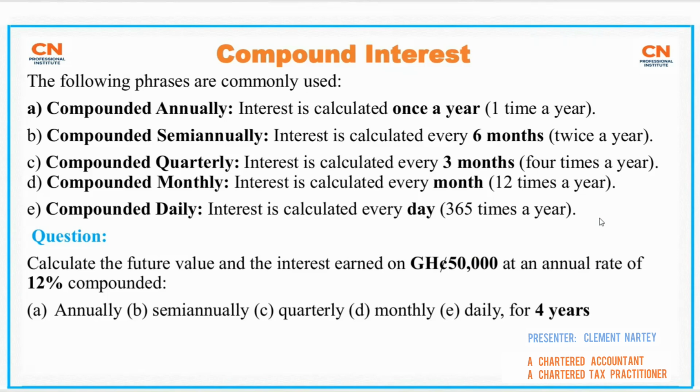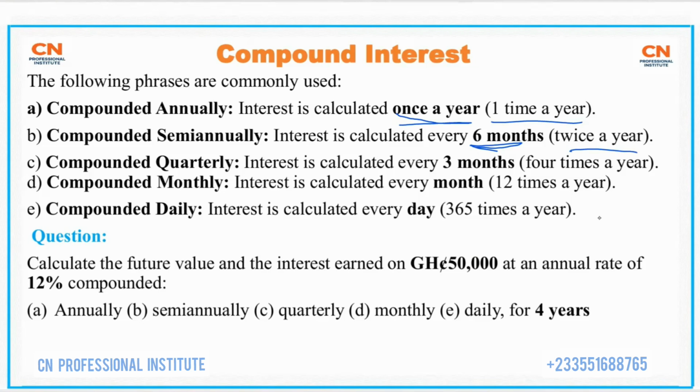The first one, compounded annually, means we calculate the interest every year, or once a year. That's one time a year. Compounded semi-annually means we calculate the interest every 6 months, and that'll be twice a year. The first 6 months you calculate interest, the second 6 months you calculate interest again, making it twice a year.